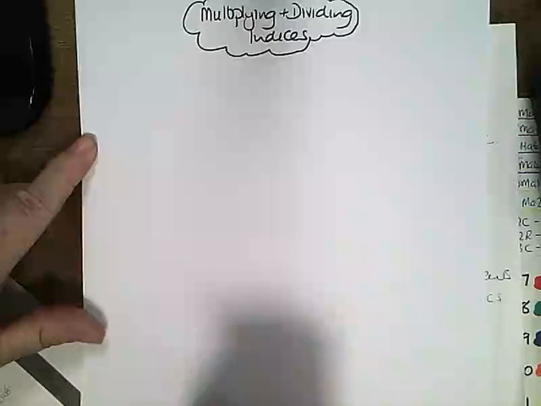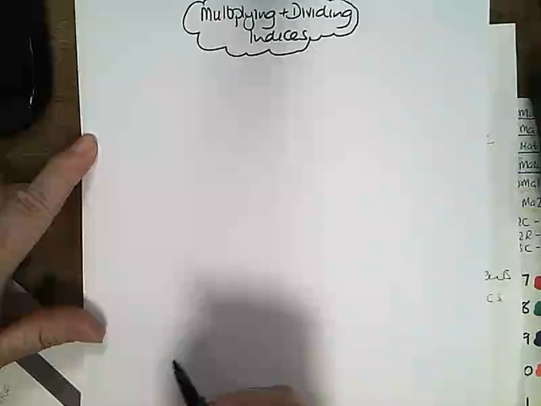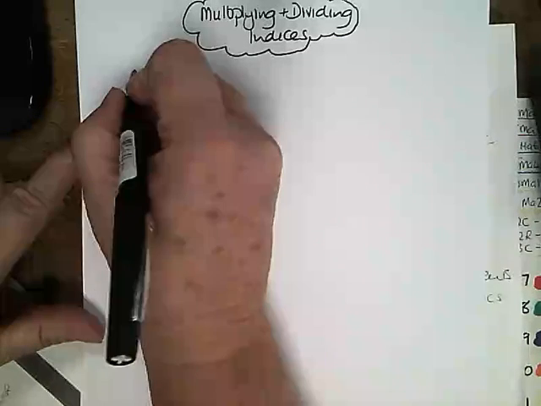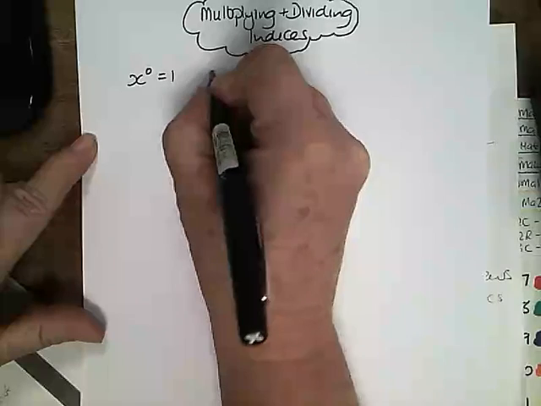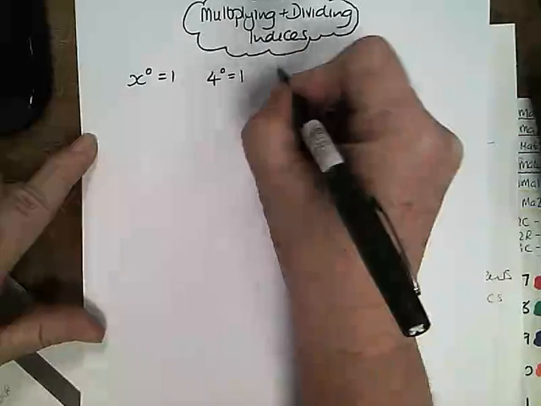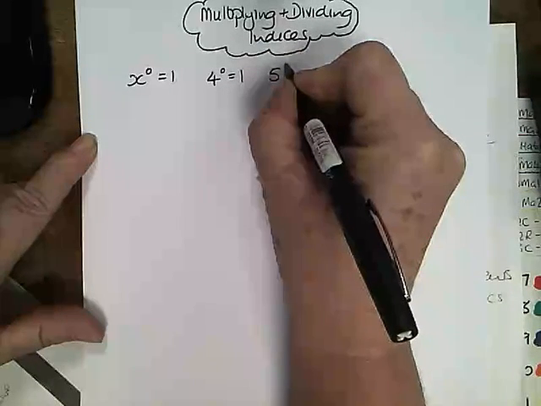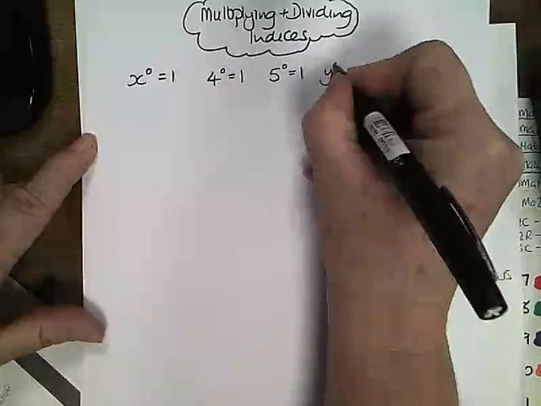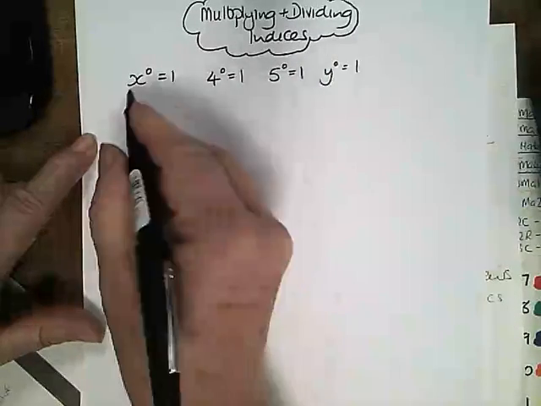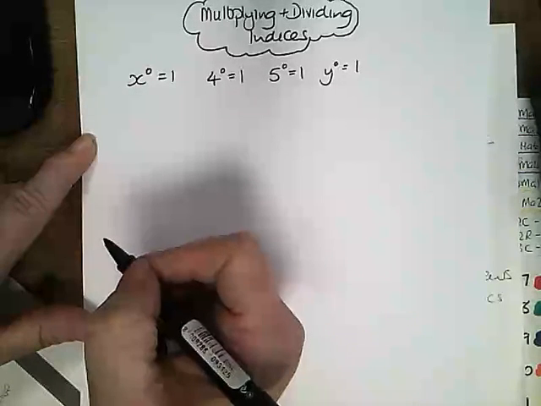So first of all, just a quick reminder about a couple of things to do with indices. The first one is that anything to the power 0 is 1. So if we had 4 to the power 0, that would be equal to 1. 5 to the power 0 would equal 1. y to the power 0 equals 1. Anything to the power 0 equals 1.